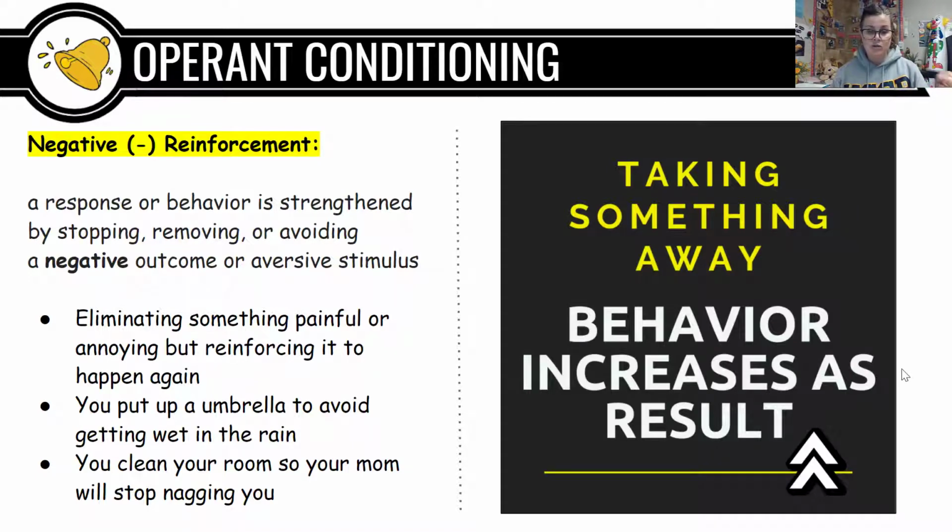Okay, negative reinforcement is going to involve the removal of some kind of unfavorable event or outcome right after there has been a behavior. It's a response or behavior strengthened by stopping, removing, or avoiding a negative outcome or aversive stimulus. If your child starts to scream in the middle of the grocery store, but stops once you give them a treat, you're going to be more likely to hand him a treat the next time he screams because it works.